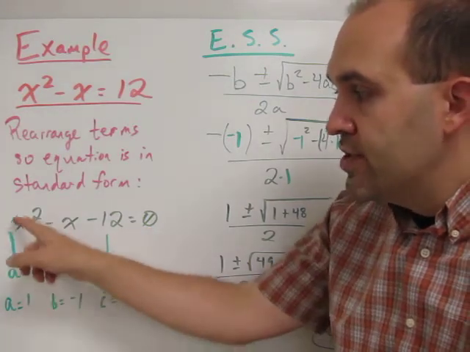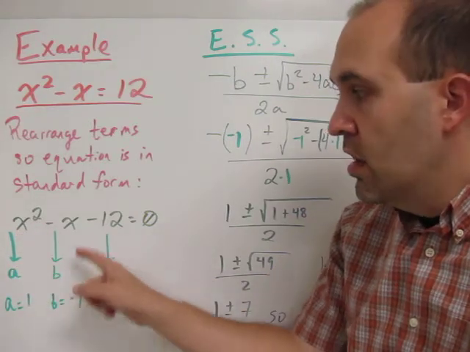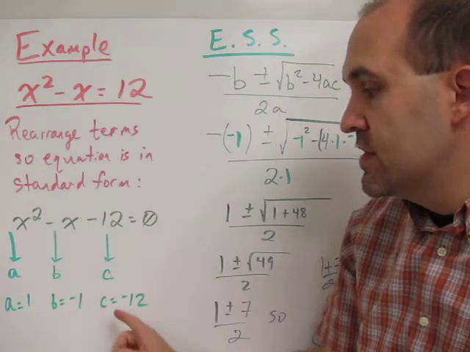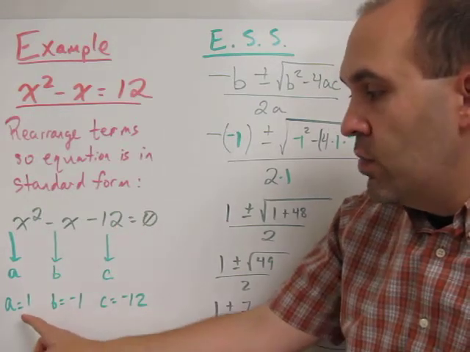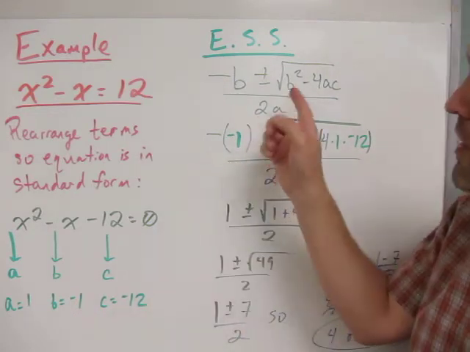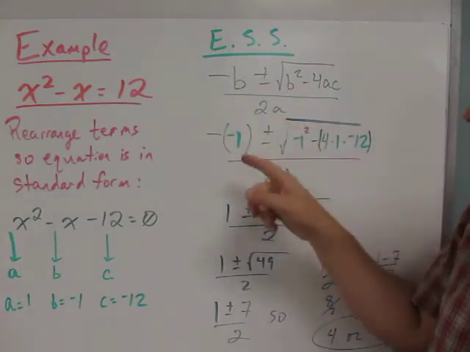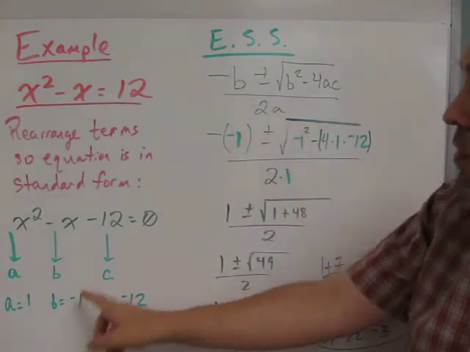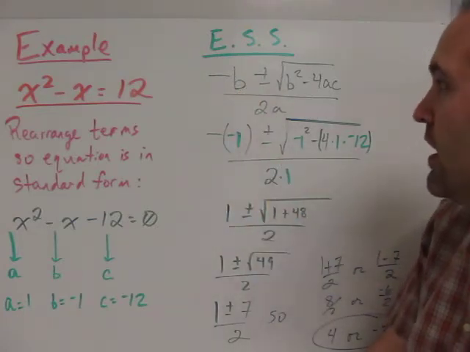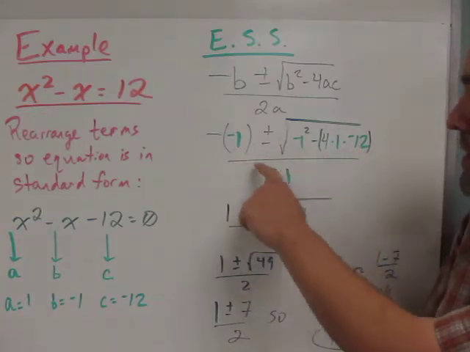The a coefficient is the coefficient on the x squared term, and that's 1. The coefficient on the x term is negative 1. And the constant here is negative 12. So a is 1, b is negative 1, c is negative 12. And then we'll use the quadratic formula. I wrote it out here, the formula, and then I substituted all the values. So everywhere I see a b, I put in a negative 1. Everywhere there's an a, 1, and c is negative 12. And when I do that, I get this mess.